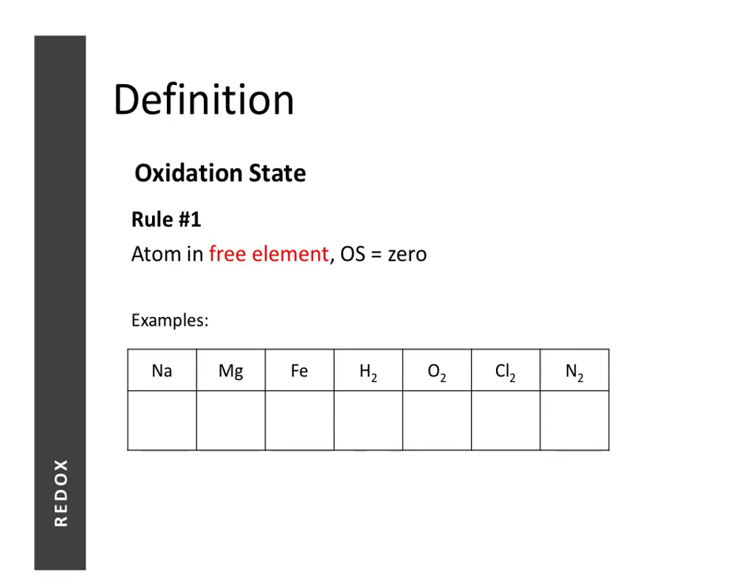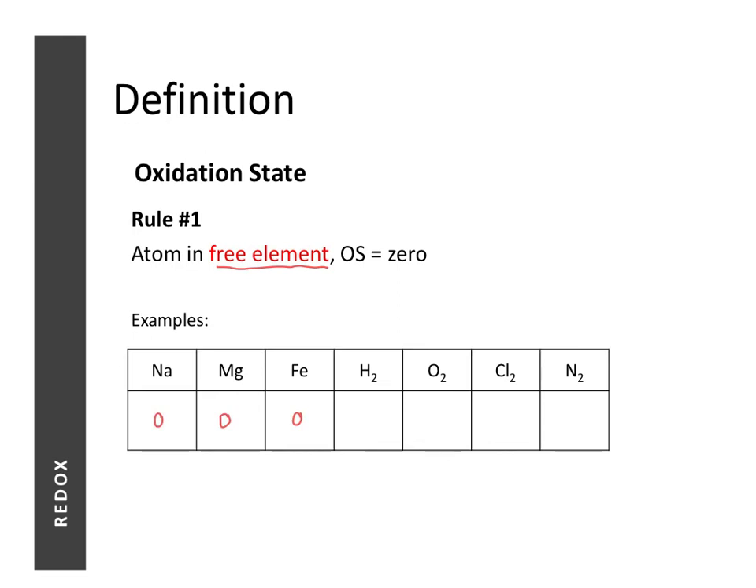Rule number 1, atom in a free element. Element meaning anything that you can find in the periodic table that is not combined with something else. The oxidation state of the atoms in an element is always given a number of 0. So these are some examples. Sodium is an element, so the oxidation state of sodium is 0. The oxidation state of magnesium is 0. Iron is 0. These are the metals.